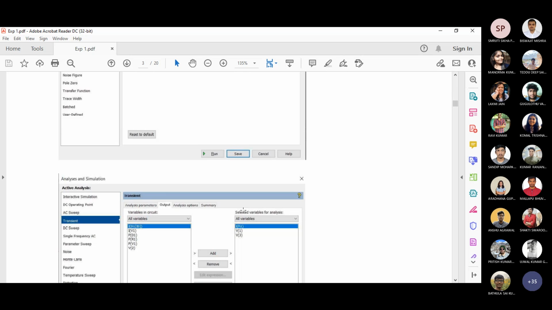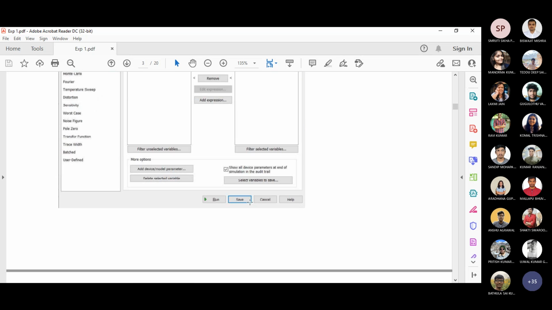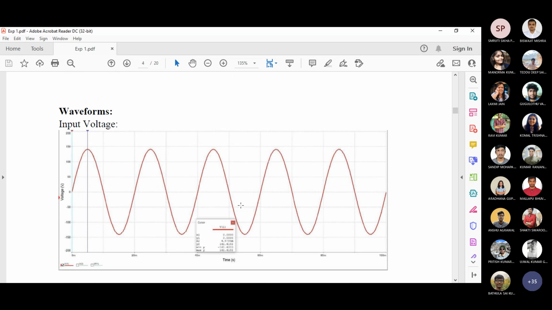You can select whatever you want, such as IV1. All the things are there, and power you can also fetch. Two variables are there based on your nodes. Suppose one voltmeter is connected on your source side, one voltmeter is connected to your load side, and current is there. You can add those over there. Then save and run, and you can see the input voltage coming.